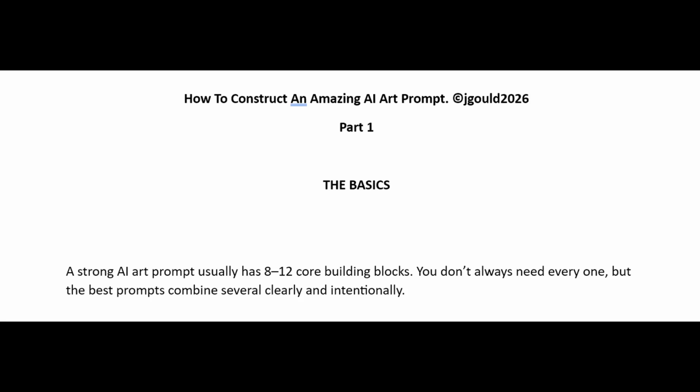By the end of this presentation, you'll understand the core building blocks used by advanced AI artists, how to combine them effectively, and the common mistakes that weaken image quality. One of the biggest misconceptions about AI art is that success comes from adding more words. In reality, quality comes from structure and coherence. AI image models interpret prompts as layered instructions. The more intentional and organized the prompt is, the more consistent and visually impressive the result becomes.